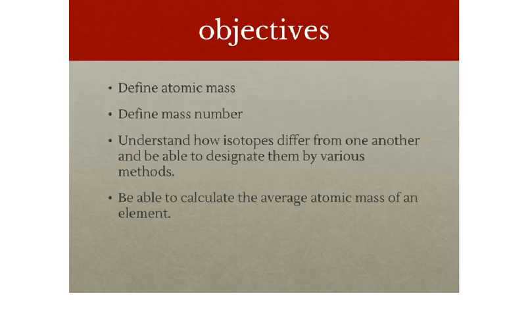After you watch this video, you should be able to define atomic mass, define mass number, understand how isotopes differ from one another, and be able to designate them by various methods. And you should be able to calculate the average atomic mass of an element. Do not worry, I'm going to show you how to do all this.